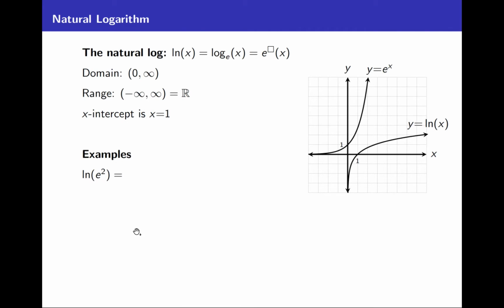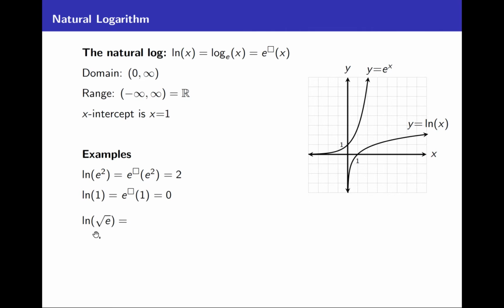Let's do some examples. Ln of e squared would be e box of e squared. It's what goes in the box, so e to that power equals e squared. Well, obviously 2 goes in the box, so ln of e squared is 2. Ln of 1 would be e box of 1. What goes in the box, so e to that power equals 1? 0. Ln of 1 equals 0, and of course you see that here.